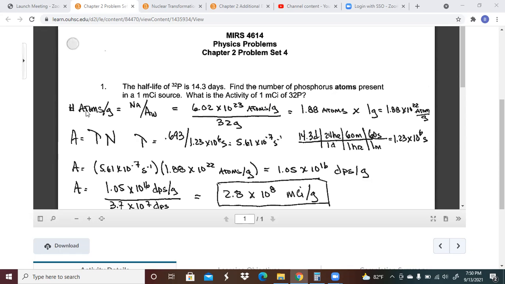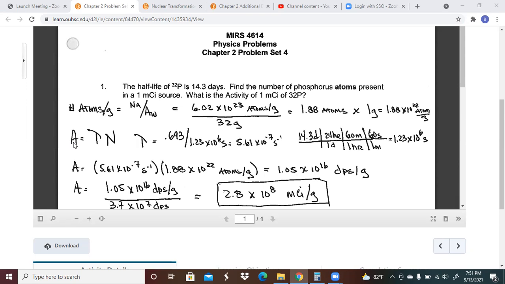All right, so let's start out here. The number of atoms per gram, we're going to take Avogadro's number divided by the atomic weight. So we know here that we've got 6.02 times 10 to the 23rd atoms per gram. And we know we have 32 grams. So we end up with 1.88 atoms times 1 gram, and that's going to be equal to 1.88 times 10 to the 22nd atoms per gram.